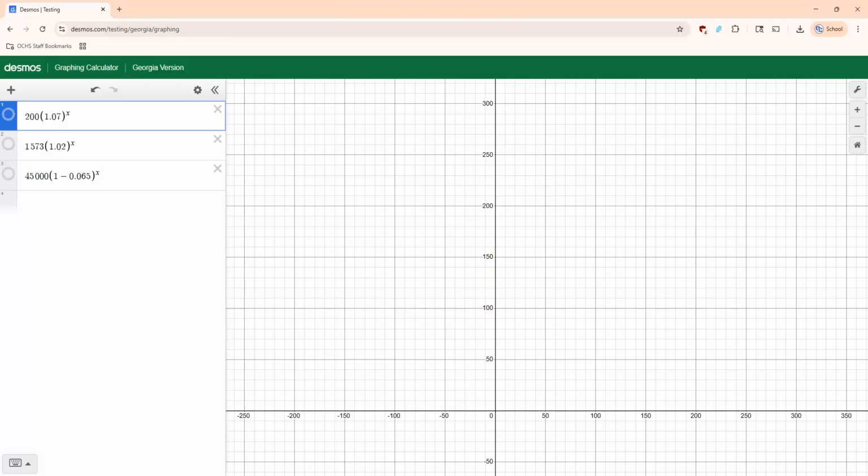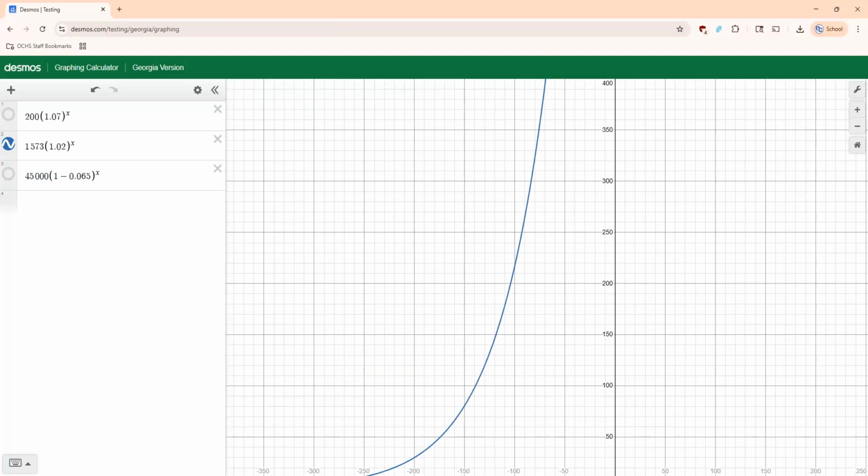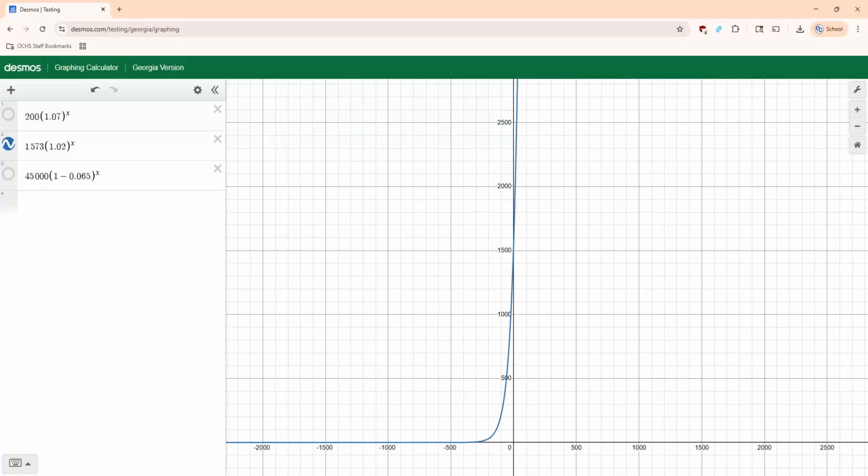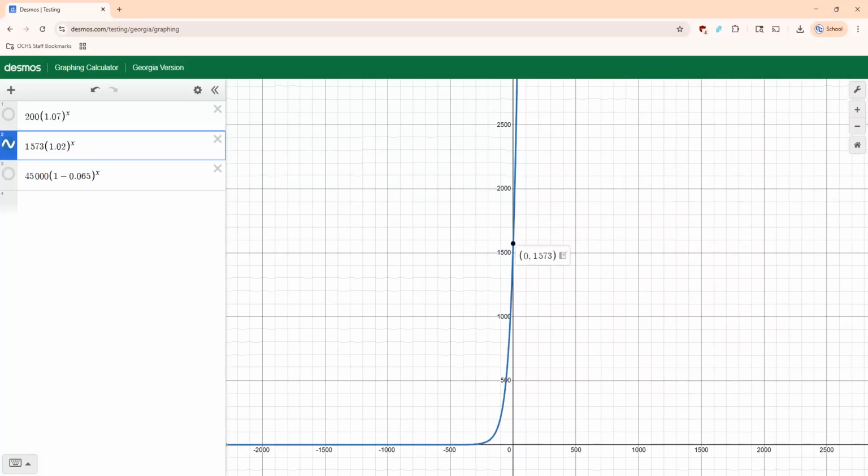If I were to look at the bear population, 1573, it's increasing. I know that it's going up the hill. But how many bears did we start with? Well, we started with 1573. Once again, that's my y-intercept. Whatever you're starting with, where x equals 0, that's what you're starting with.